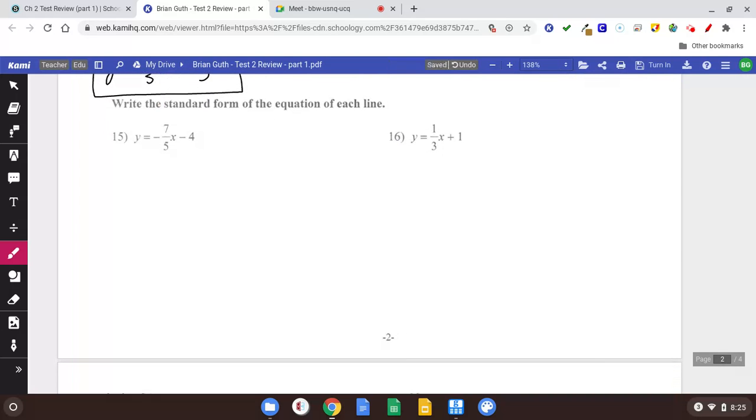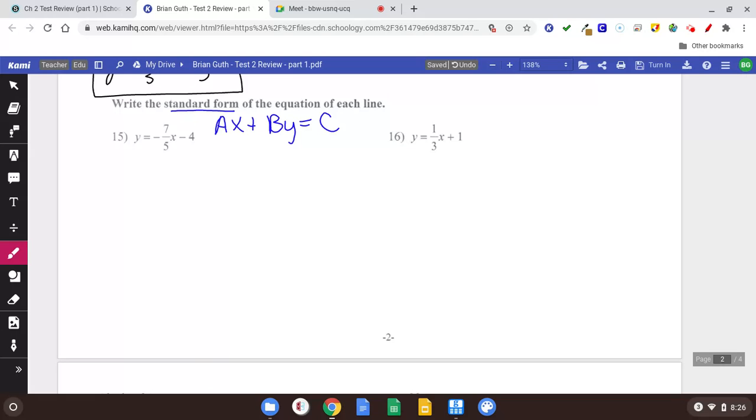Next, write the standard form. Remember, standard form is ax plus by equals c. That's standard form. And the capital letters should remind you that we don't want to see fractions or decimals. But also something else you have to remember is that the first number can't be negative. So a couple of extra things you have to remember here.